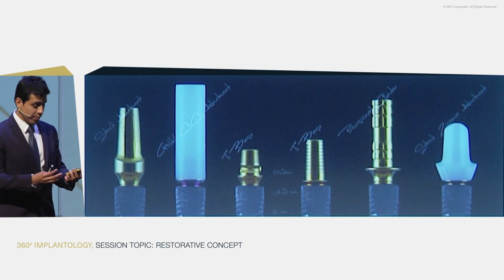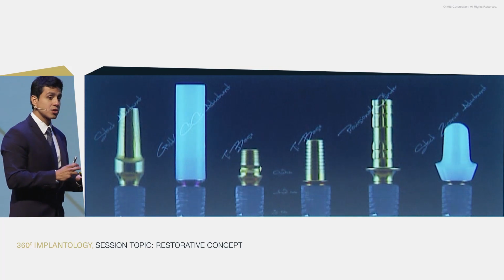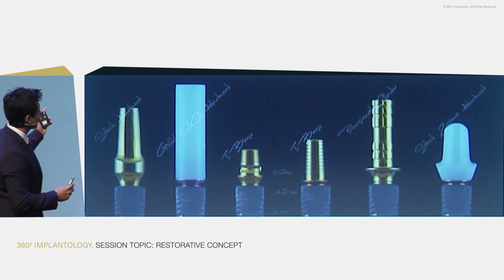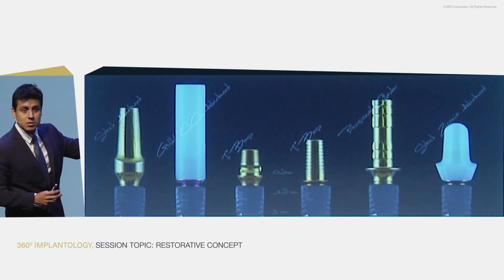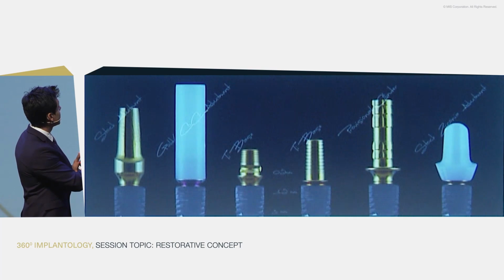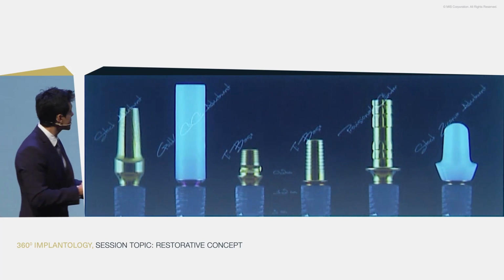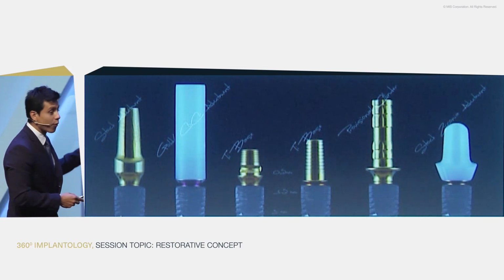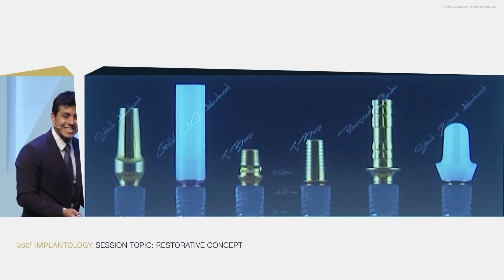As I mentioned, we prefer to use custom and screw. So MIS provides us these component options. We have the stock abutment, we have the gold or the chrome cobalt that we can cast, we have the Ti-base 4 millimeters, we have the Ti-base 6 millimeters.